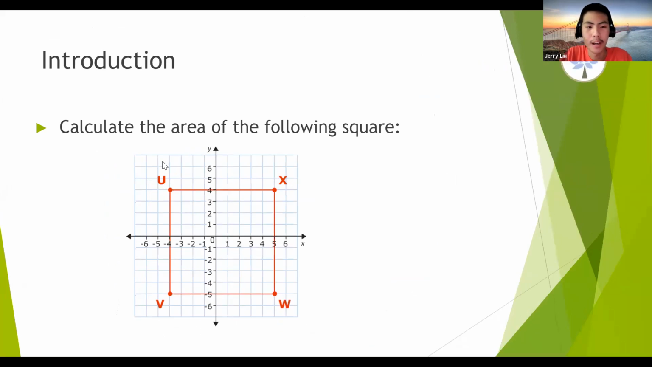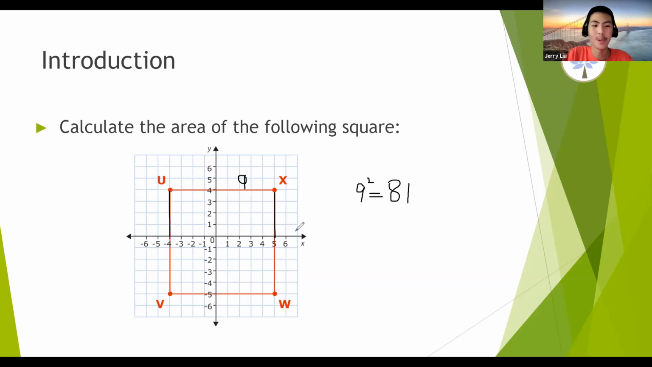Okay, so as you can see, this is a square and each side length is 9. For example, if you look at vertex X, the x-coordinate of this vertex is 5. And if you look at U, the x-coordinate for U is in fact -4. So you would conclude that the length of side UX is 9. The area of a square is the square of the side length, so you have 9 squared equals 81.